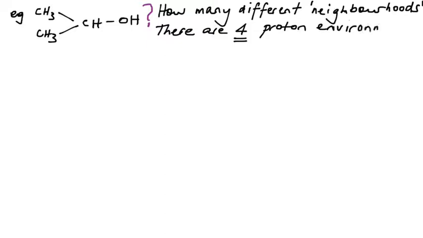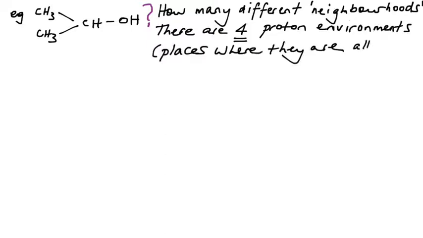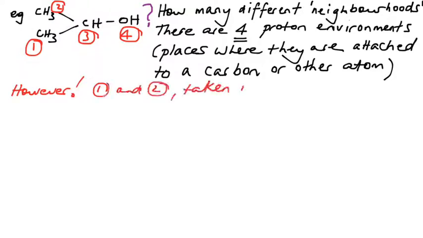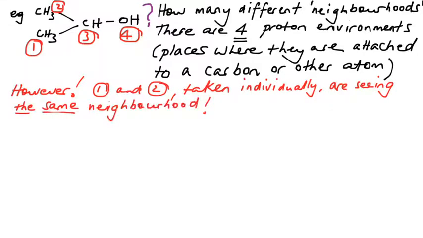There are 4 proton environments. Yes, there are places where they are attached to a carbon or other atom, e.g. oxygen. Now let's just look. 1, 2, 3, 4. But I want you to think about this. However, 1 and 2, taken individually, are seeing the same overall neighbourhood. They might be mirror images of each other, but they see exactly the same rest of the molecule, don't they? Geographically they do, okay?